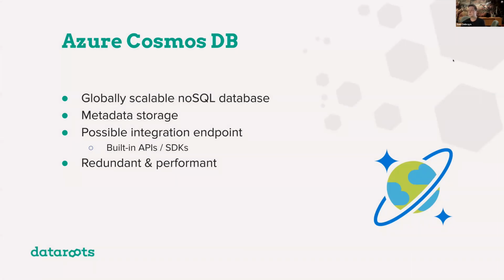Another service that we will be using is Azure Cosmos DB. Azure Cosmos DB is a global scalable NoSQL database on Azure. This is used for metadata storage. Metadata storage is needed when you store something in a data lake. You have to know where it's stored, and storing the metadata helps you to query all the available data in the data lake and to easily find where it's stored in the storage account.